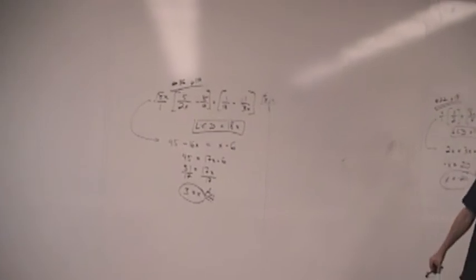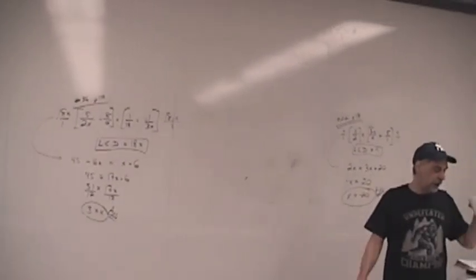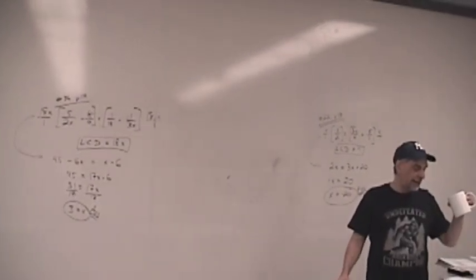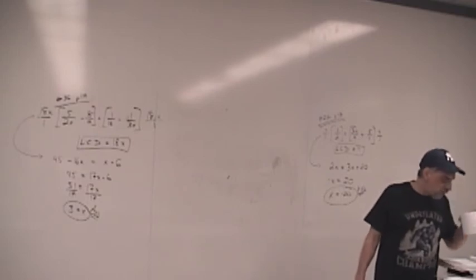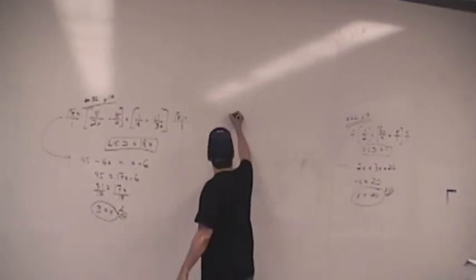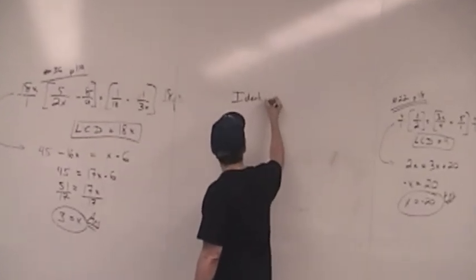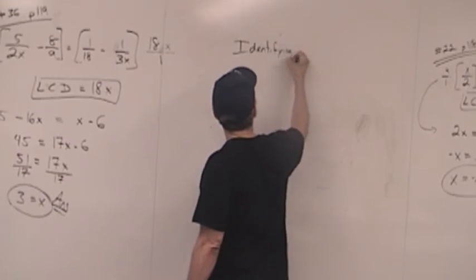All right, so that is a linear equation with fractions and with variables in the denominator. All right, so last thing in this section is just identifying. Sometimes you'll be asked to identify equations.